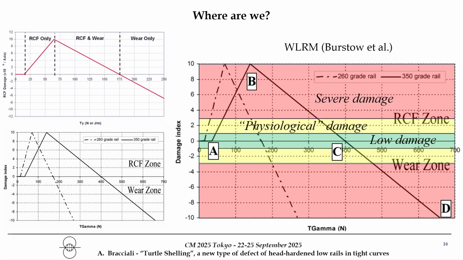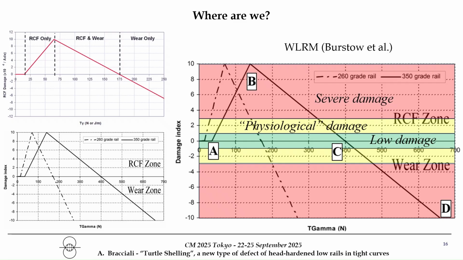So I used the whole life rail model developed by Mark Burstow and his colleagues in Britain at the beginning of this millennium. And I quite arbitrarily divided the damage index area in 3 bands. The green band where there is low damage, that means that you don't have to do anything. At low T gamma values, it's because you have no damage. At higher T gamma values, so it's point C here.